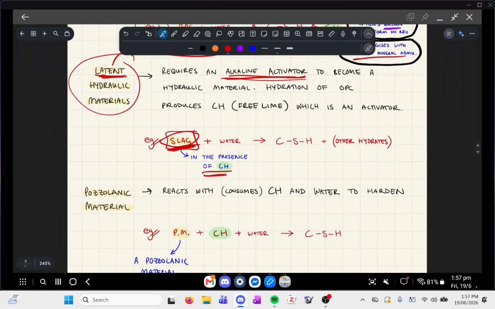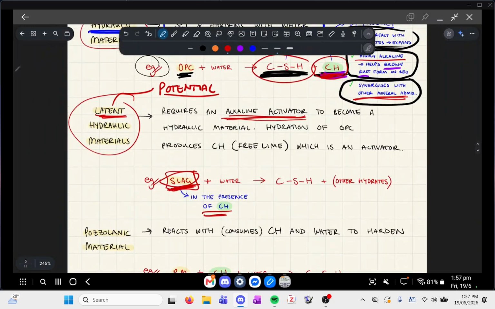All right, so that's what I'm trying to say with the synergy. So when you have OPC, it also benefits. You basically need OPC for slag to be activated, okay?